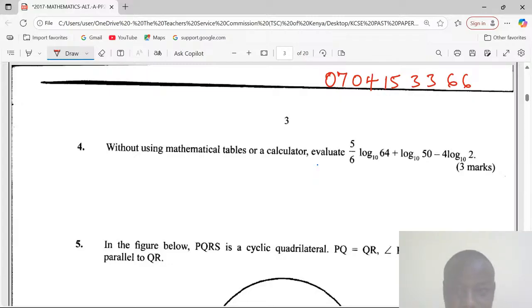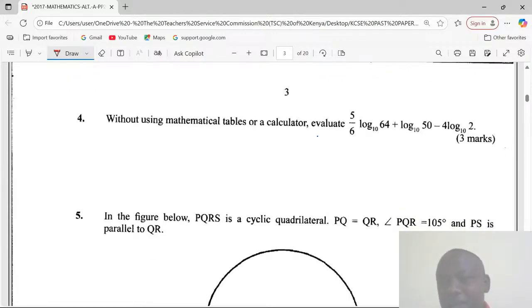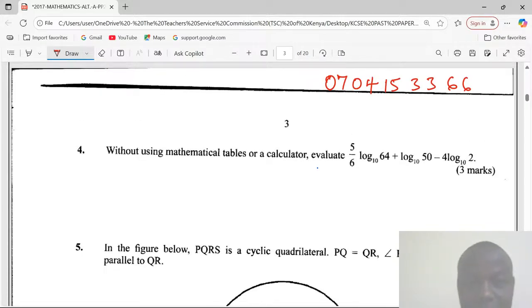Look at this interesting question on logarithms. Without using mathematical tables or a calculator, evaluate 5 over 6 of the logarithm of 64 to base 10, plus the logarithm of 50 to base 10, minus the logarithm of 2 to base 10, or 4 log 2 to base 10. Let me use the space above the question so that I may have some well organized work. So this is what we shall be doing.